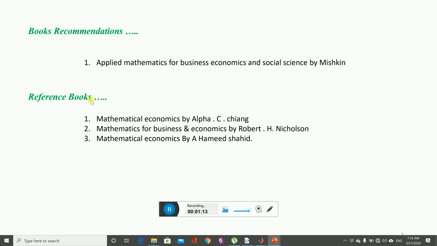I also list some reference supportive books. The first one, Mathematical Economics by Alpha C. Chiang. The second, Mathematics for Business and Economics by Nicholson. And the third one, Mathematical Economics written by A. Hamid Shah. So the student has to read 3 to 4 books for a single topic to understand the things conceptually.